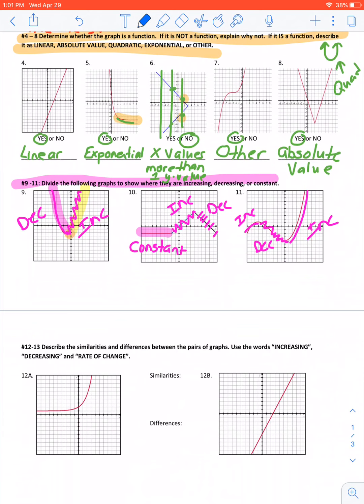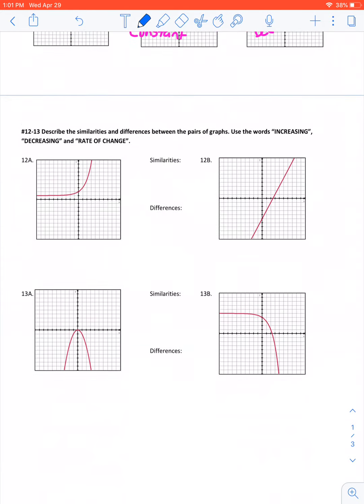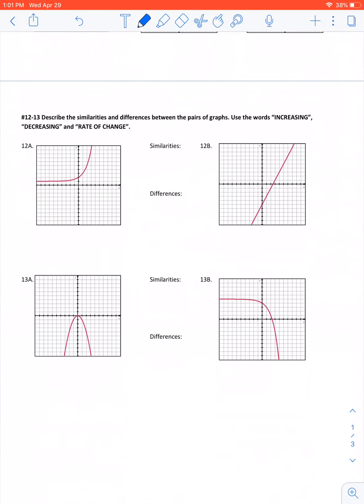And then yesterday we looked at a graph and said this is where it's increasing, this is where it's decreasing, and this is where it's constant, and labeled that on the graph. So what we're going to do today is tie everything together and do problems 12 and 13. 12a and 12b are the two graphs, and the same thing with 13a and 13b. So let's do these problems together.